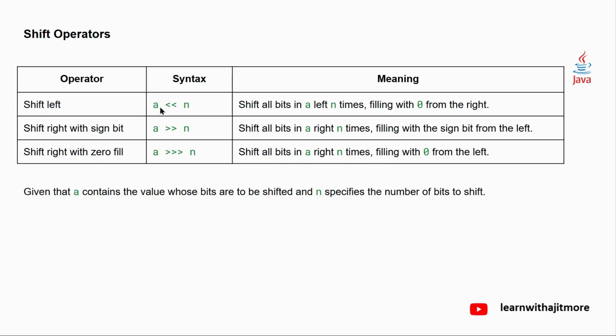And always remember, A is the integer value, promoted to int or long, whose bits you want to shift, and n is the number of times you want to shift the bits. Correct? A contains the value whose bits are to be shifted, and n contains the number of bits to shift. And yesterday I told you, when you shift left side, it doubles the value, and when you shift right side, it halves the value.